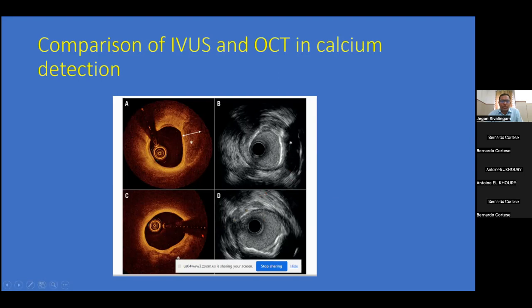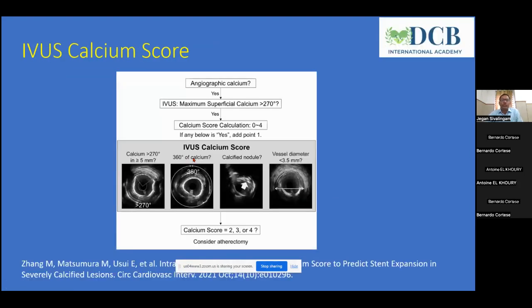Yeah, thank you. And this is another example of deep calcium. Here we can see the hypoattenuated, well-defined borders, whereas it's hyperechoic, and beyond that we are not able to see anything. So definitely OCT is much better tool for quantification and detailed evaluation of calcium. So now we move on to the various scoring systems available.